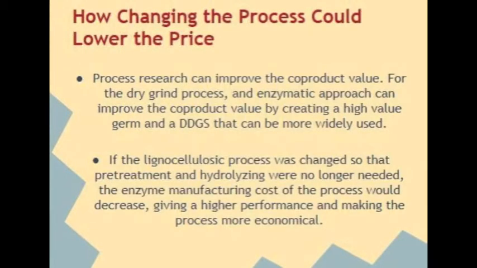Process research can improve co-product value by implementing an enzymatic dry grind process. The co-products would be a high-value germ and a more widely usable DDGS with less fiber so that more livestock can feed on it. If the lignocellulosic process was changed so that less pretreatment was needed for the inputs, the enzyme manufacturing cost would decrease, maximizing performance and co-product worth.